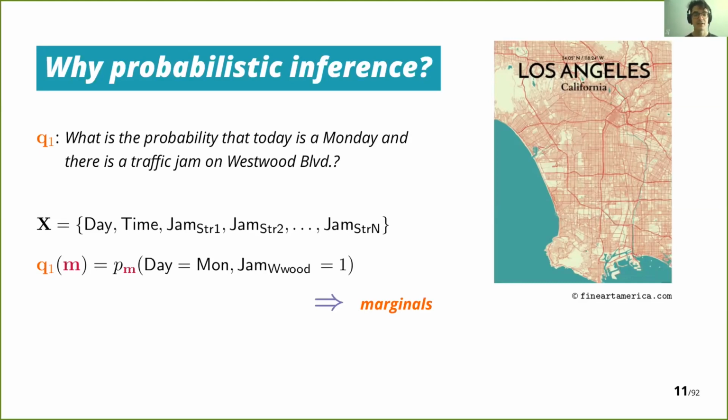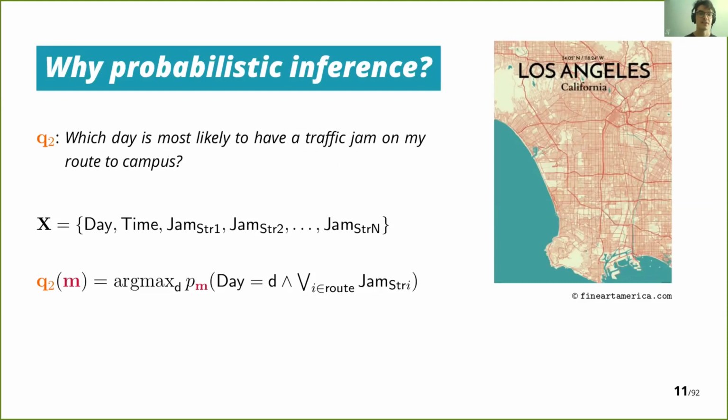On the other hand, if you look at the other example, the second query, we have to do something different. We are interested in which day is the most likely to have a traffic jam on my ride to campus. So definitely, as before, we have to marginalize something out, because we are not interested in a specific time, and we are not interested in the value of the indicator variables for some of these streets. And we want to perform maximization over the variable day. We want to get the most likely day.